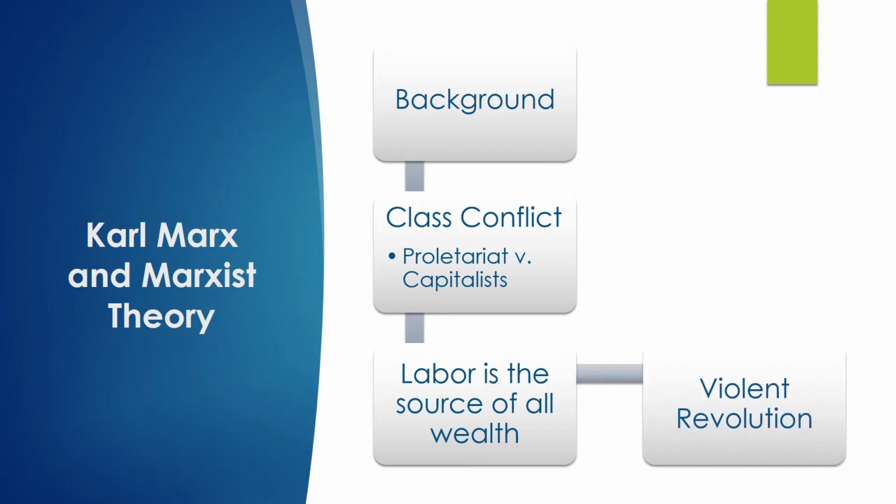The theory itself called for a violent revolution, that the workers would rise up and overthrow the proletariat, and it would spread and be a worldwide revolution. Ultimately, after the revolution was successful, there would actually be no need for government. Government would be eliminated because everyone would be equal and share in the abundance of society.